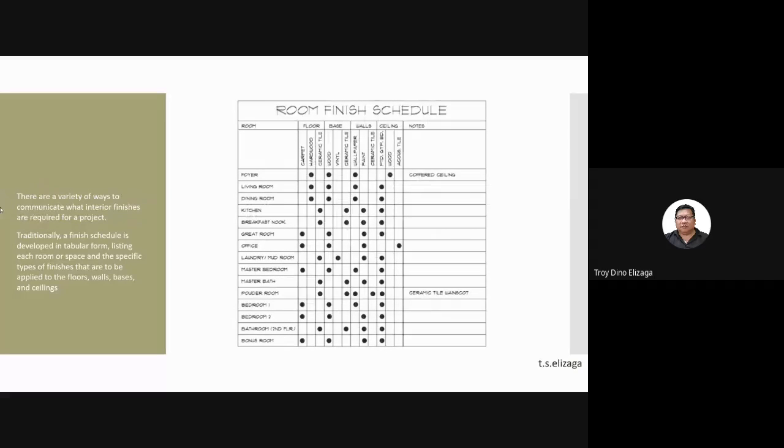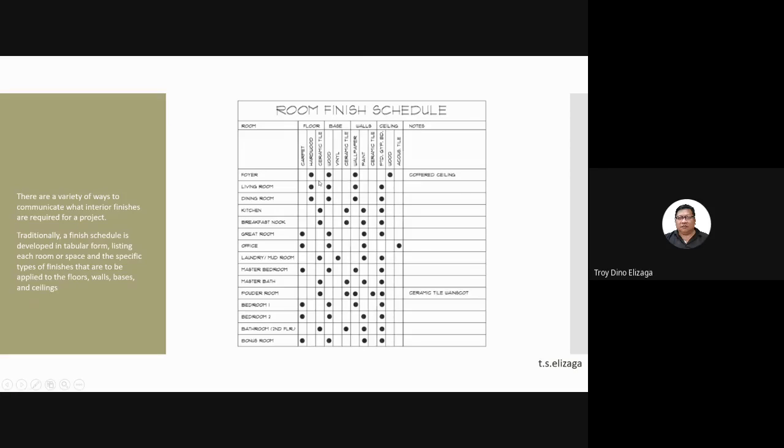There are a variety of ways to communicate what interior finishes are required for a project. Traditionally, a finish schedule is developed in tabular form, listing each room or space and the specific type of finishes that are to be applied to the floors, walls, bases, and ceilings. This is another way of showing the tabular form. For me, this is more understandable because, for example, for the floor, normally you only have a few finishes that keep repeating in every room. So you just enumerate them here, and then also for the base, wall, ceilings, etc.